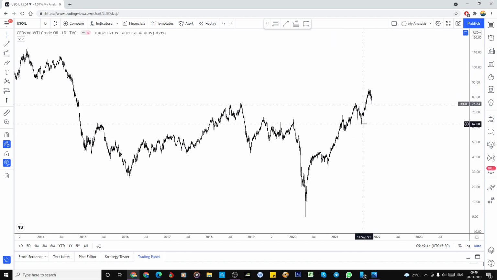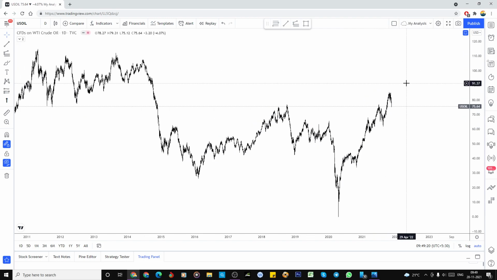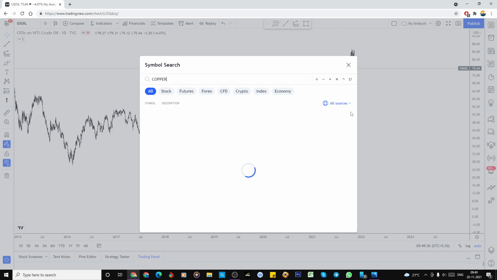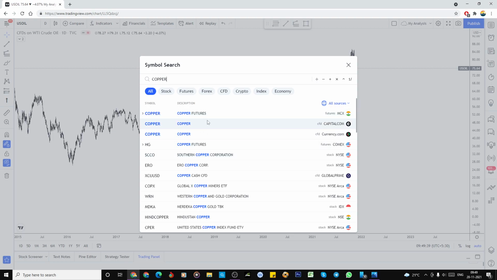But for the invalidation here, 62 is the invalidation point for the target I'm expecting. And you can just go through my video for that. Nifty is going to about 20,000, and oil is also going to hit 100 and above. Then you can come to know my view. So what is next is we can finish copper and then finally gold and silver, right?